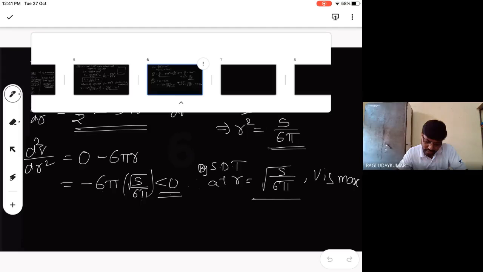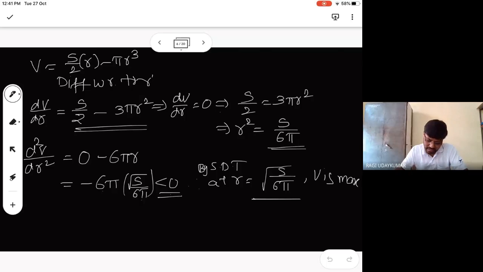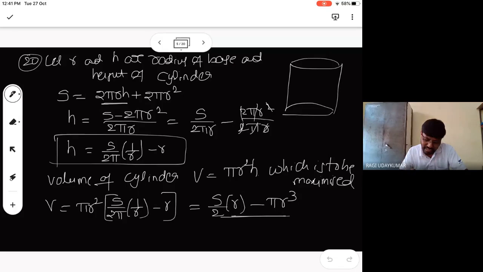So what is the height value? The height we already found: H is equal to S by 2 pi into 1 by r minus r. Substitute the r value in this. Otherwise you do one thing here. If we substitute the under root, something will go wrong. What is the easy way?